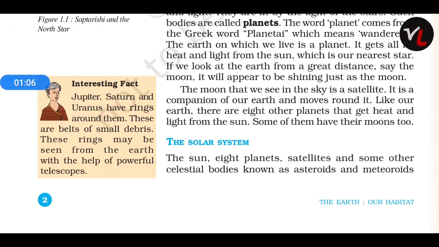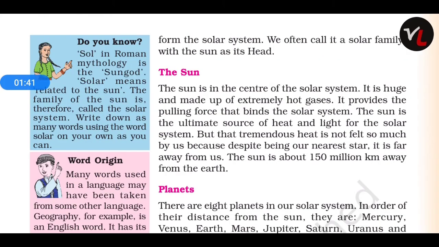Now, let's move on to the solar system. The sun, 8 planets, satellites and other celestial bodies such as asteroids, meteoroids, etc. are called the solar system. So, the sun, 8 planets, satellites and some other celestial bodies like asteroids and meteoroids constitute the solar system. We often call it a solar family with the sun as its head.